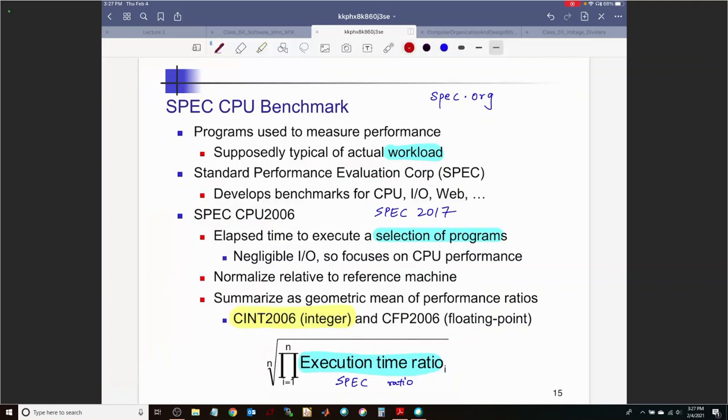I'm not sure about the 2017 numbers. You guys can check on that. 12 integer. And I think it was 17 for floating point. Because you would want that list to be not too small, not too big.